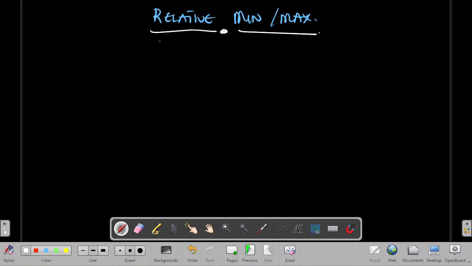So relative minimum and maximum is something you know. Remember that in single-variable calculus, if I draw a curve like this, we have this as our global minimum, we have a local minimum, we have a local maximum, we have a global maximum. Remember exactly what you are going to do here again.